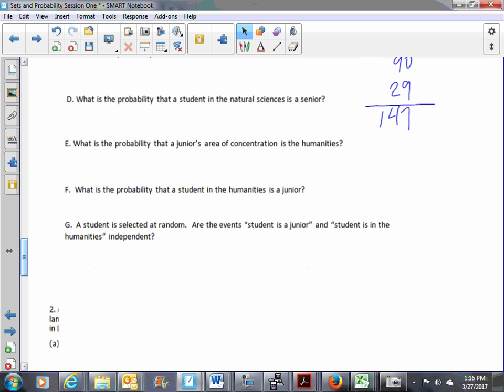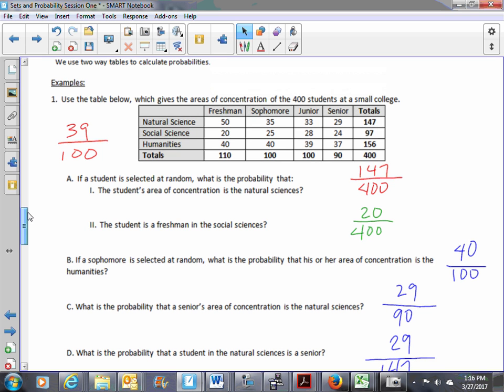What is the probability that a student in the humanities is a junior? In the humanities, we have 156 students, so the denominator would be 156. And what's the probability that that student is a junior? Well, that's 39 over 156.